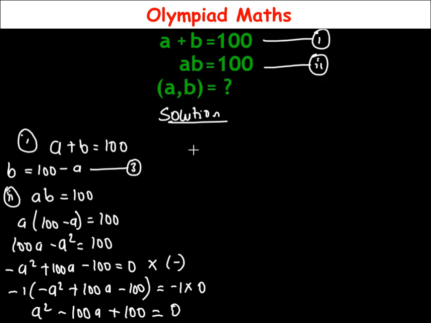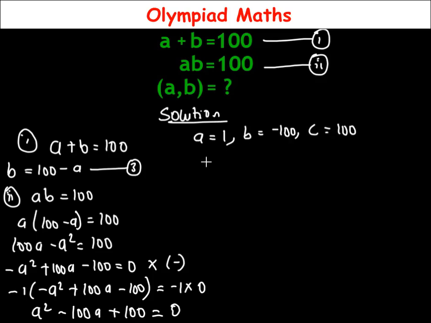So let's first identify the values of a, b, and c. So the value of a here is 1. So a here is equal to 1. The value of b is minus 100. b equals minus 100. The value of c is plus 100. So c is equal to 100.